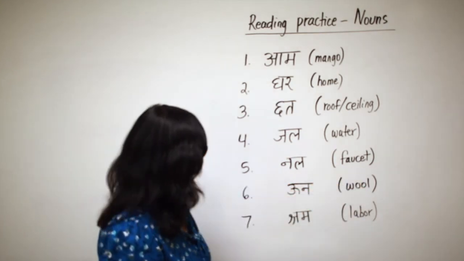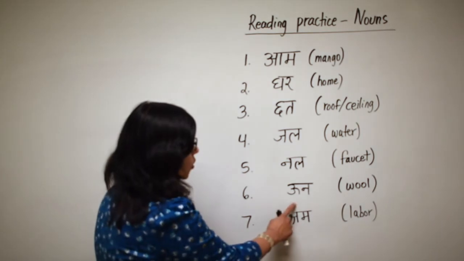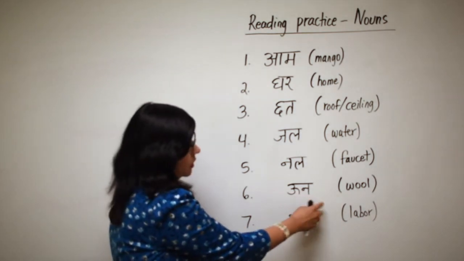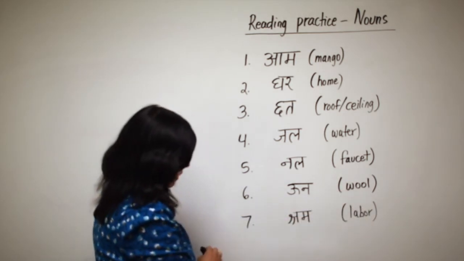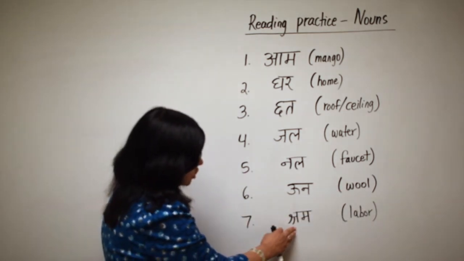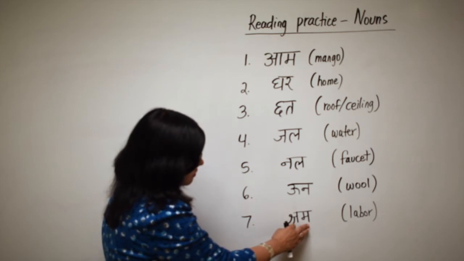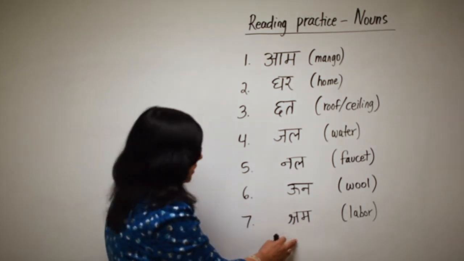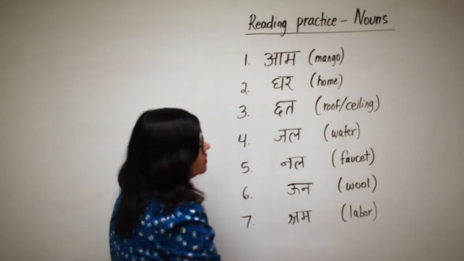And the next one, we have n, l, nal, okay. Word for faucet. Then we have oo, n, oon, okay, wool. Okay, and then the last one, sh, r, m, shrum, okay. So shrum means lick.